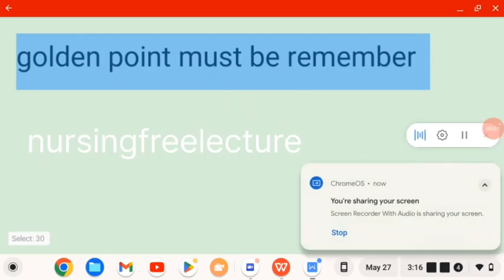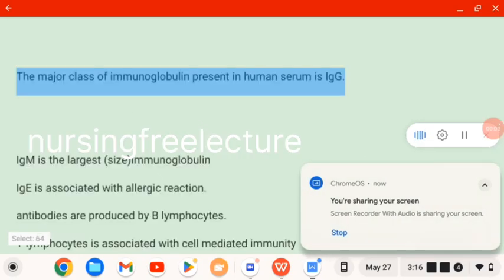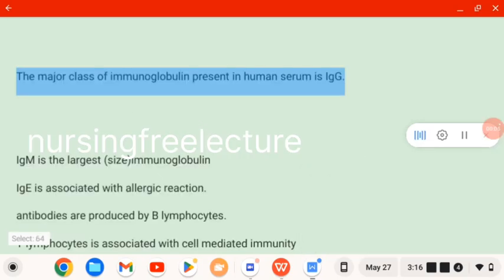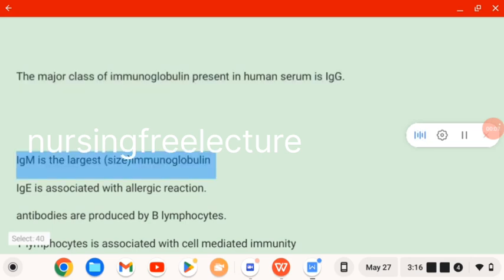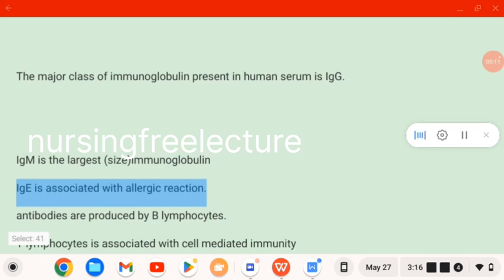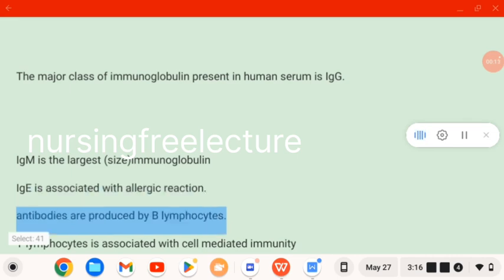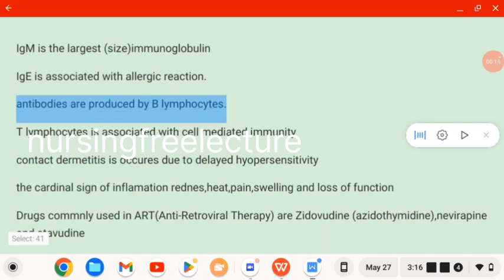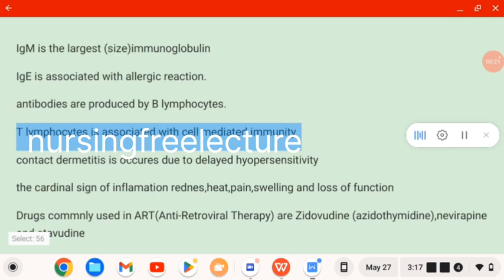Point must be remembered. The major class of immunoglobulin present in human serum is IgA. IgM is the largest size immunoglobulin. IgE is associated with allergic reaction. Antibodies are produced by B lymphocytes. T lymphocytes are associated with cell-mediated immunity.